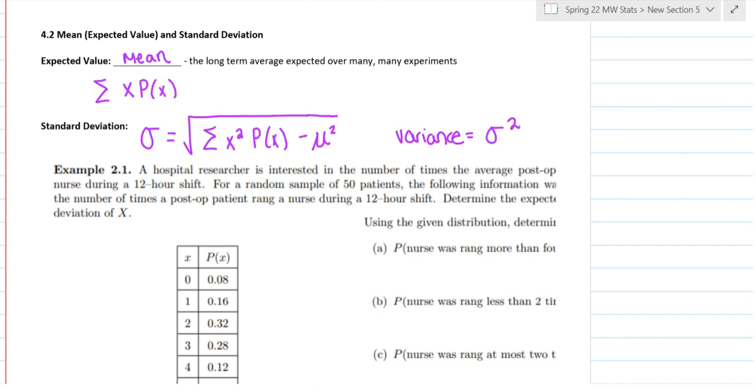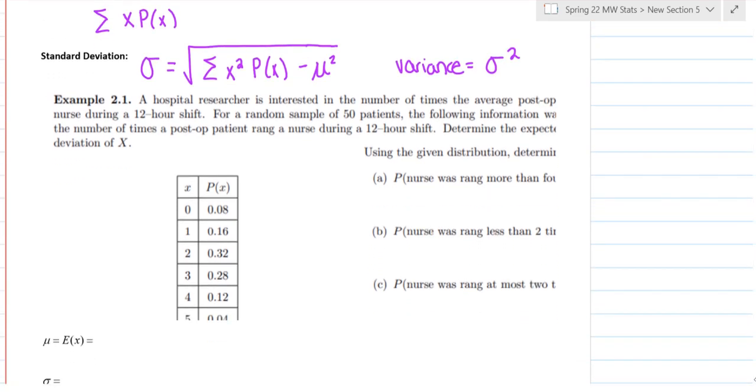So let's look at example 2.1. A hospital researcher is interested in the number of times the average post-op patient will ring the nurse during a 12-hour shift. For a random sample of 50 patients, the following information was obtained. So we have x equals the number of times the post-op patient rang a nurse. Determine the expected value and standard deviation. So let's go ahead and look at that. So the expected value is, we'll do those first, and then we'll do A, B, C, and D.